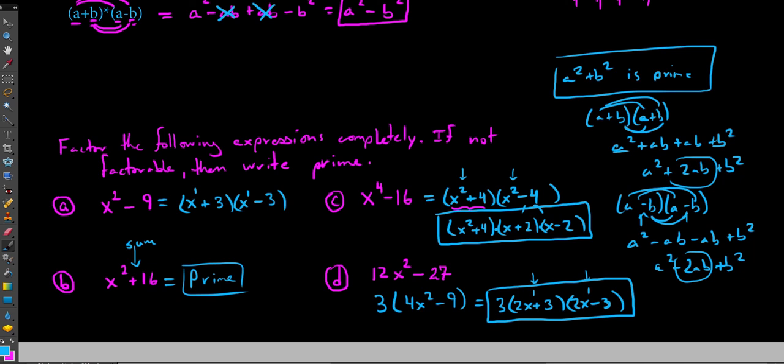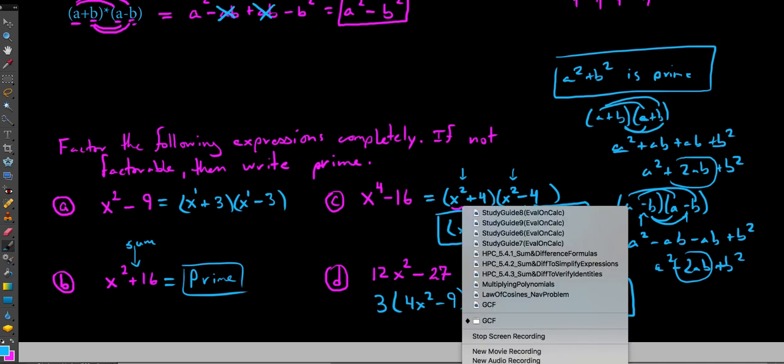So I want you guys looking for differences of squares. Always make sure you check for GCF first. And you know what? Never can we factor a sum of two squares.